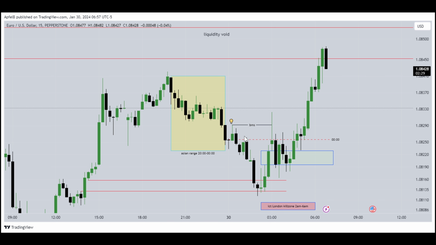So we said we mark out our Asian session from 20 to 00 hours. So this is our 20 and this is our 00 hours, when the market opens. So you mark out this box. After marking out this box, you wait for the market to take out one side of the curve, to take out either the sell side liquidity or the buy side liquidity.